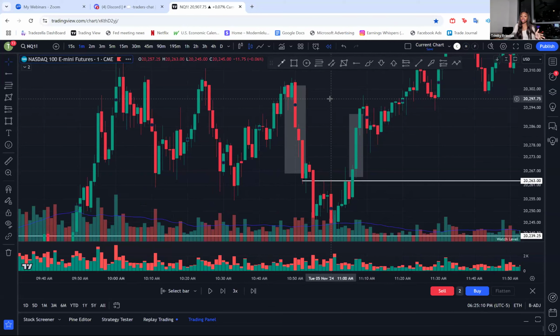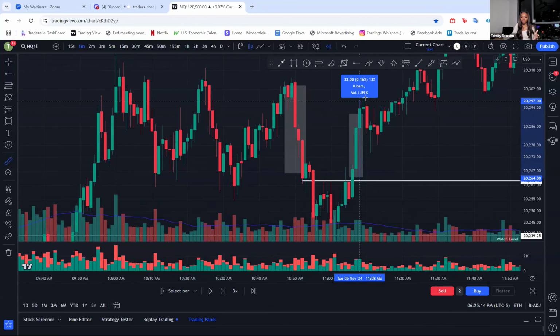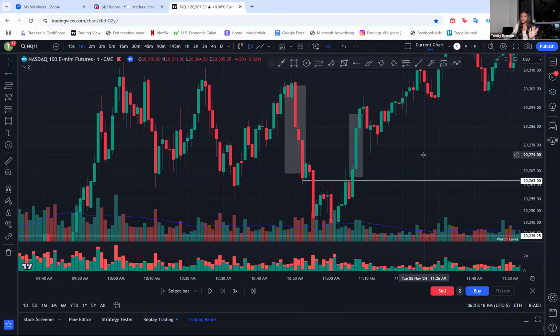Okay, so this is a 5-minute example. How many ticks was that? If you would have gotten in at the break all the way up to the top of the imbalance, about 140 ticks. So pretty decent scalp, okay? Pretty decent.